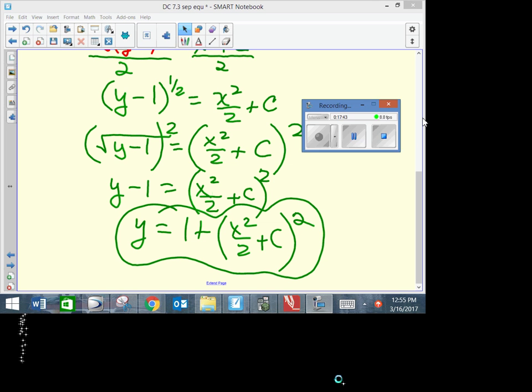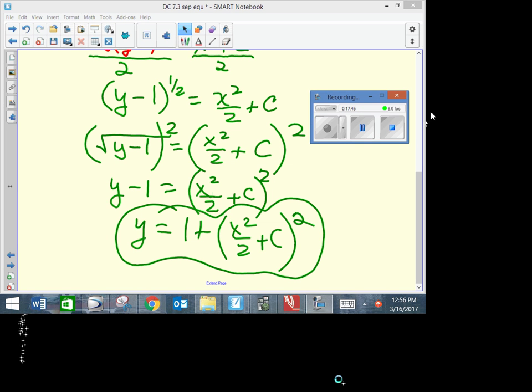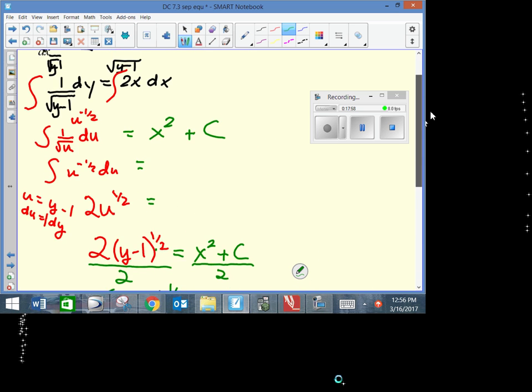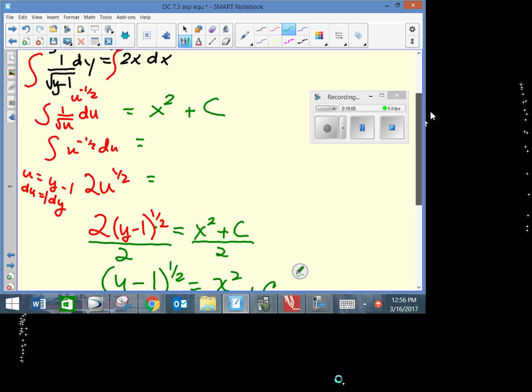General solution. We need to put in 0, 0.5 for the specific. General. And then we need to get, I believe it's 0.5.